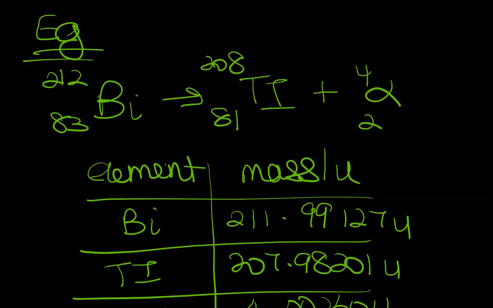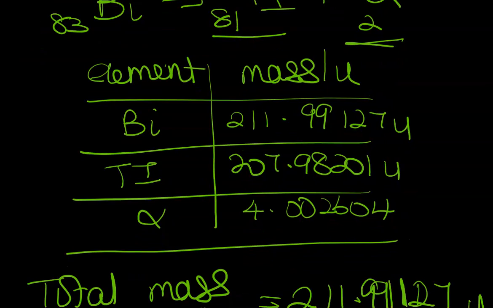So if we have bismuth, it breaks up into thallium plus a helium atom. What you will find is that you have the mass of bismuth given, and it is the only element on the left hand side of the equation, so it is the only reactant. The products will be the thallium plus the alpha particle. You will normally be given a table of values with the masses. So we are going to find the mass of this element and the alpha particle.